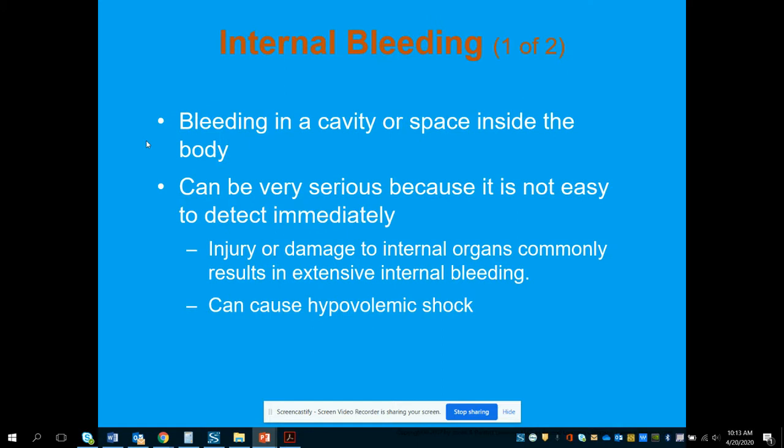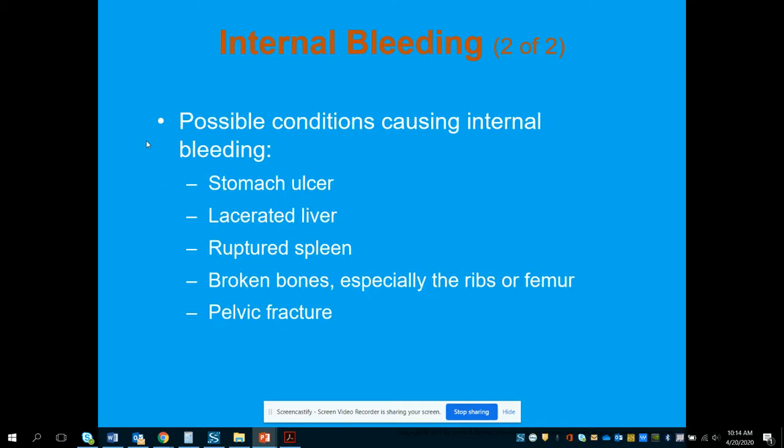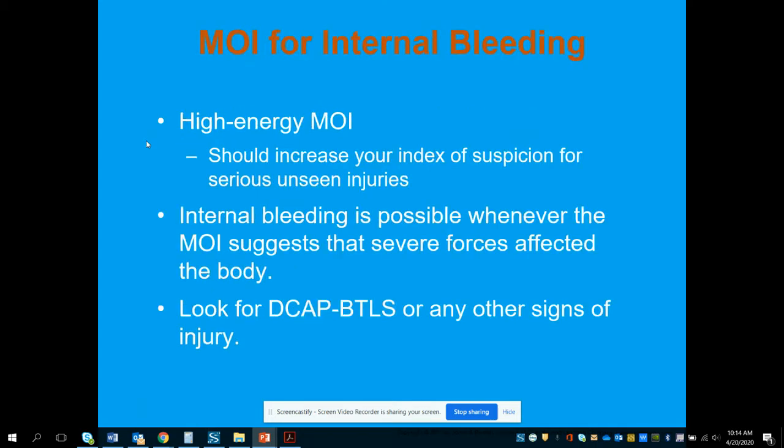Now, looking at internal bleeding, this is bleeding in a cavity or a space inside of the body, and it can be very serious. It is not easy to detect immediately. Injury or damage to the internal organs commonly results in extensive internal bleeding, and it can cause hypovolemic shock. The definitive treatment for this is going to be surgery in most cases. So these are just a few examples of times that you might see really severe internal bleeding: a bleeding stomach ulcer, a lacerated liver, a ruptured spleen, broken bones, especially things like the ribs, femur, or pelvic fractures. Those are times when they're really going to need surgery.